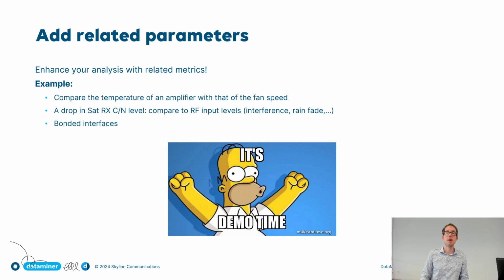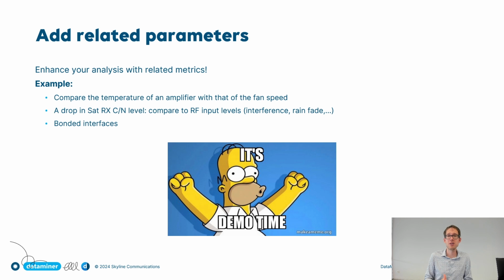For example, imagine that you're looking at the temperature of your amplifier. Well, if it increases, it makes sense to compare this to the fan speed of that device or to the fan speed of the room cooling in which the device is located. Another example, say that you have a drop in carrier to noise level. Well, then it makes sense to compare that to the RF input levels to see if there is rain fade or interference or something like that.